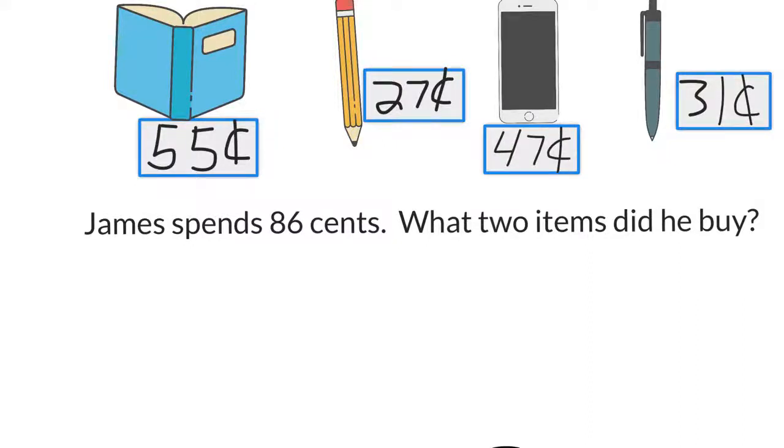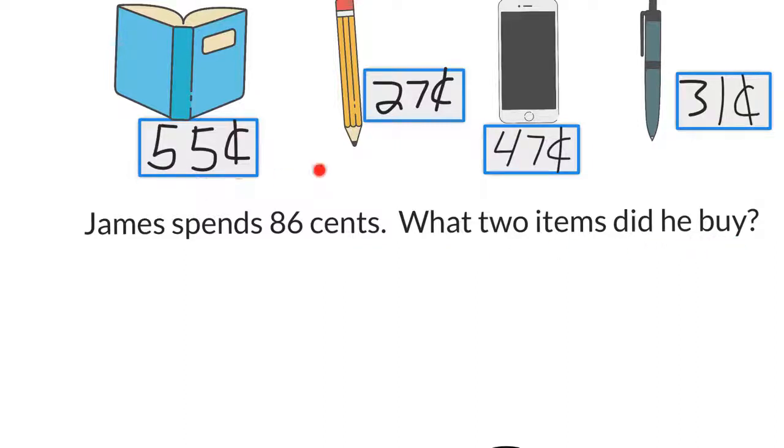Hello, second grade. In this lesson, this is going to be our problem solving for adding and subtracting money. We are going to be given a total of what a person spends, and we need to figure out which two items the person bought to equal this total. So let's read the question first. James spends 86 cents. What two items did he buy?